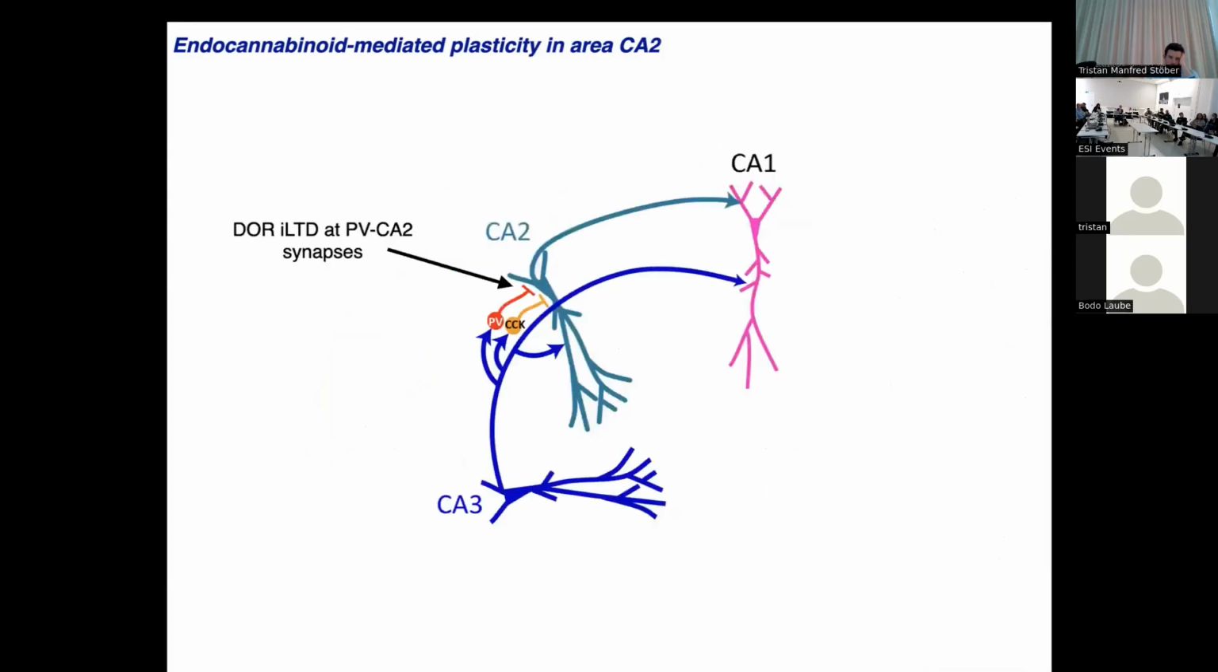And so here's just a little summary so far. We have a delta opioid receptor plasticity at the PV CA2 synapses. This allows action potential firing. Once you have this, activity from CA3 can drive action potentials in CA2. If you have action potential firing, then that results in endocannabinoid release. And so then you get a second plasticity here at the CCK synapses. So you have these two plasticities that are linked, really enabling and controlling the activity of CA2.